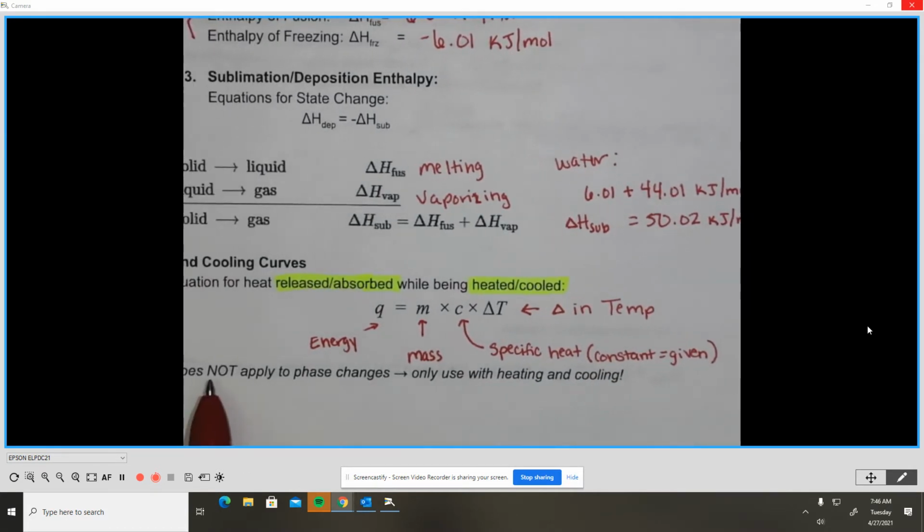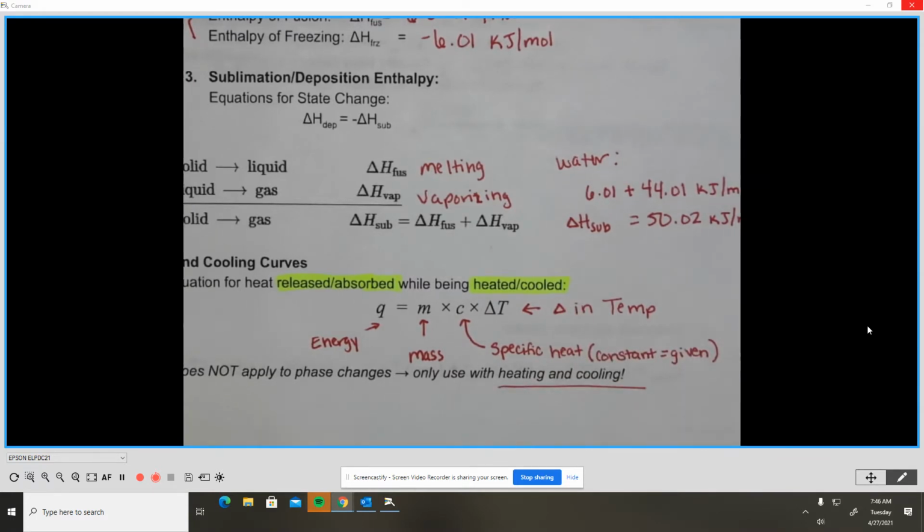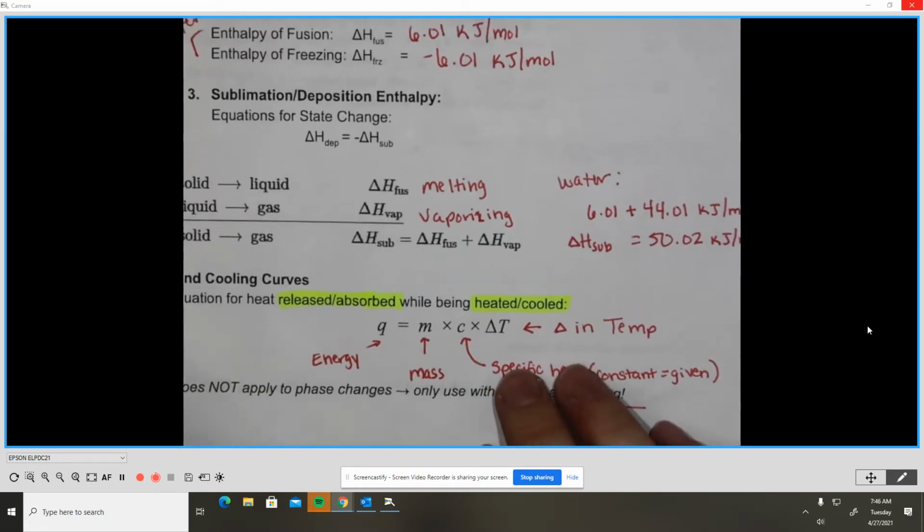Something that's important to note: this equation for heating and cooling does not apply to phase changes. You only use this equation when we are heating or cooling something. This is going to make a lot more sense when we're looking at our heating and cooling curve. So I'm going to go ahead and flip my sheet over, and we are going to look at our first heating and cooling curve.